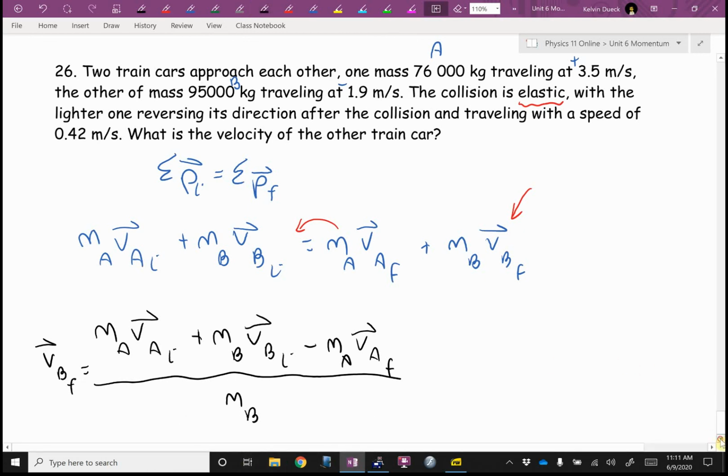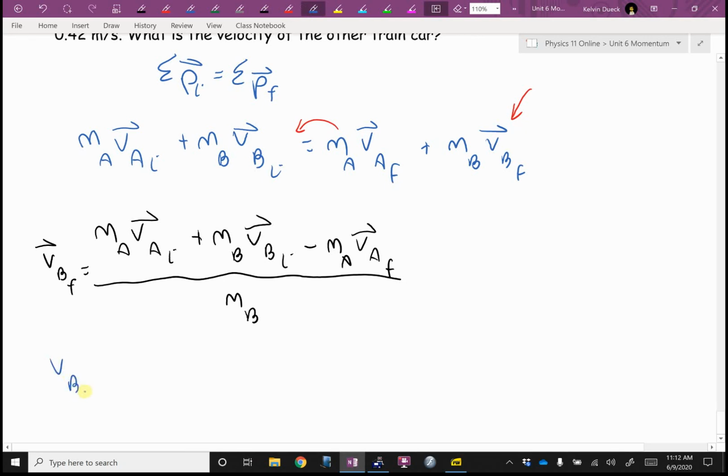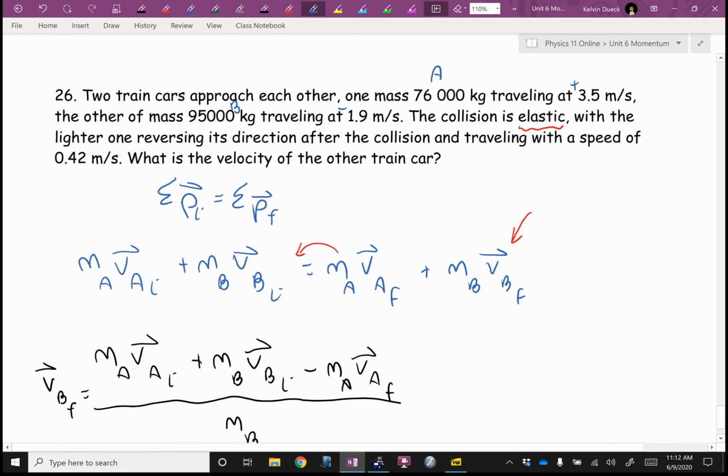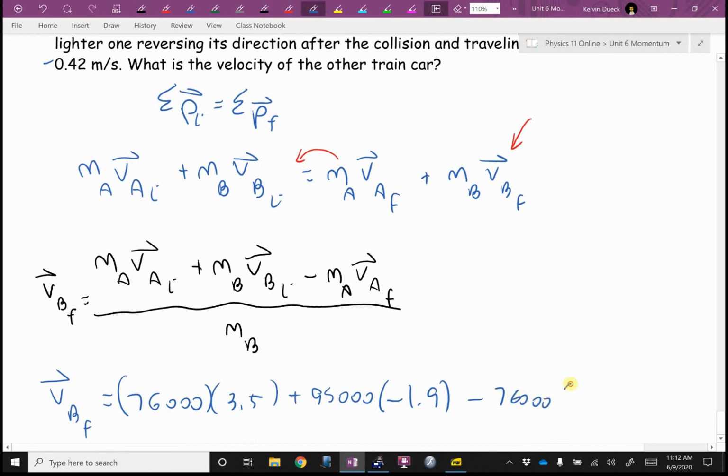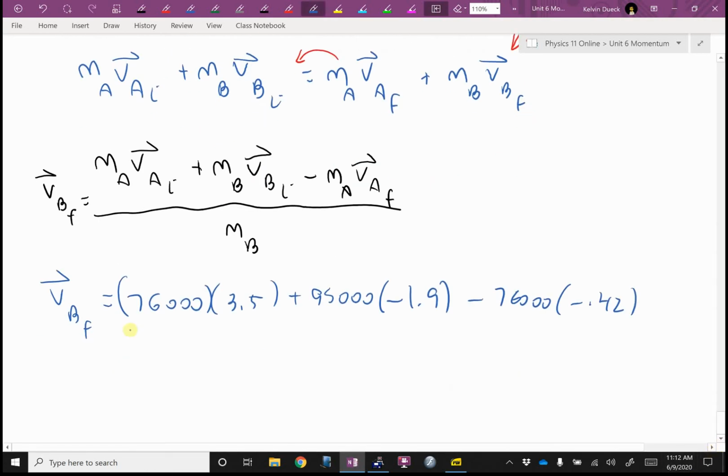It's going to be 76,000 times 3.5. And then there is a plus 95,000 times negative 1.9 minus, I should be careful here. Since it reversed its direction, this one here is negative as well. The 0.42 is negative. So 76,000 times negative 0.42, all divided by 95,000.